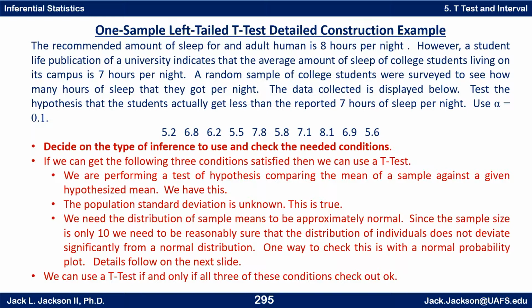Now, first of all, we have to decide what type of inference to use and check the needed conditions. So we check the conditions for a t-test. We're performing a test of hypothesis comparing the mean of a sample against a given hypothesized mean. We have this. The population standard deviation is unknown. This is true. We need the distribution of sample means to be approximately normal. Since the sample size is only 10, we need to be reasonably sure that the distribution of individuals does not deviate significantly from a normal distribution. One way to check this is with the normal probability plot. So the details will follow on the next slide. We can use a t-test if and only if all three of these conditions check out okay.